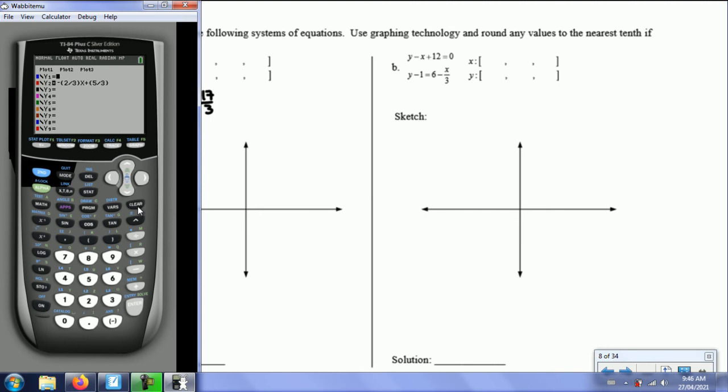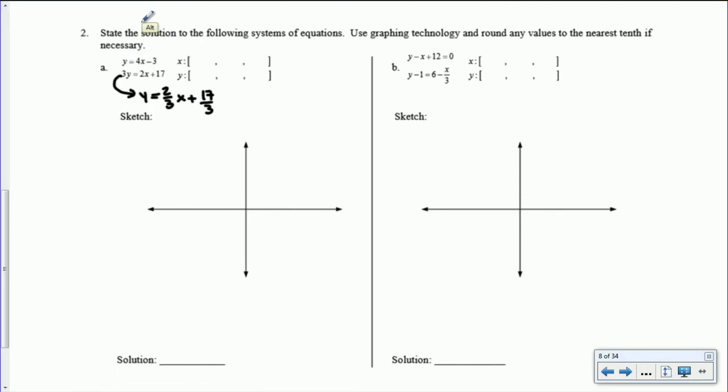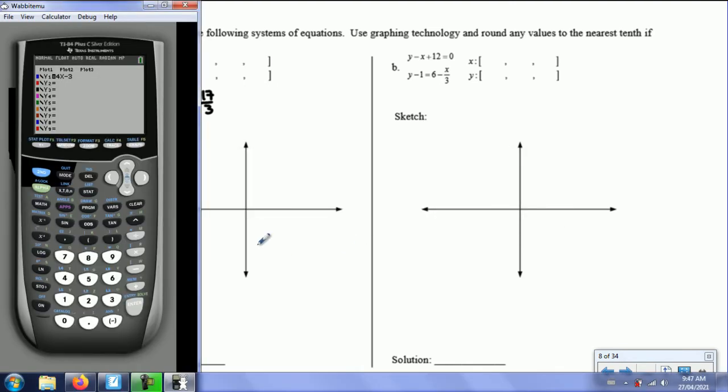So let's go ahead and type those in. So 4x minus 3 I can put in for that one. 4x minus 3 goes there. And what was it? Negative 2/3 or just positive 2/3? Positive 2/3, that's what it was. 2/3 x plus 17 over 3.